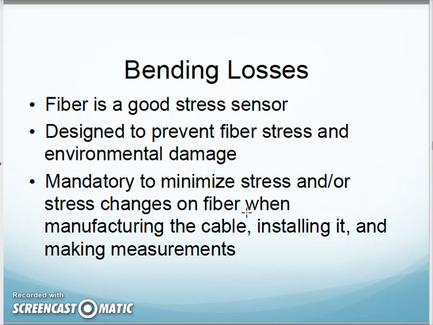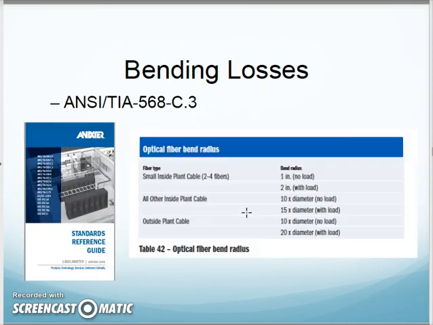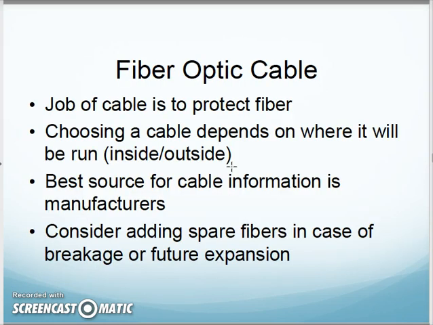The next area they mention is bending losses. Glass itself is actually a very strong material, but if I bend it too much, I tend to fracture it, and I get losses because of that, either being bent too strongly or I'm stressing it and actually causing fractures in it. So I remind you, our 568C.3 standard actually has bending radii for different types of fiber that should be followed, for the different types of fiber that I would be installing. Follow those guidelines.